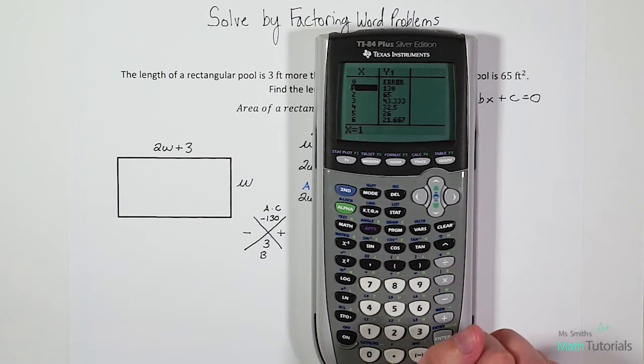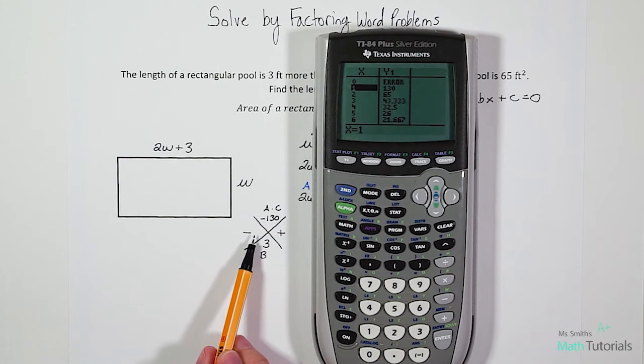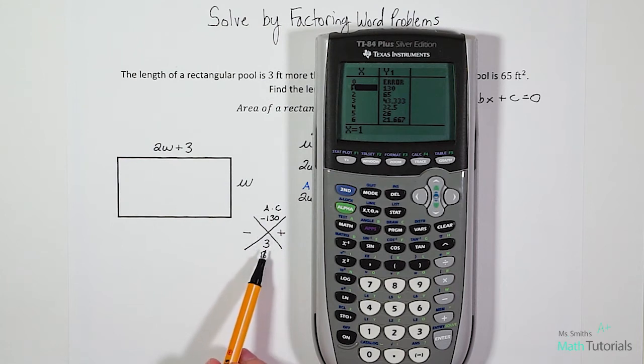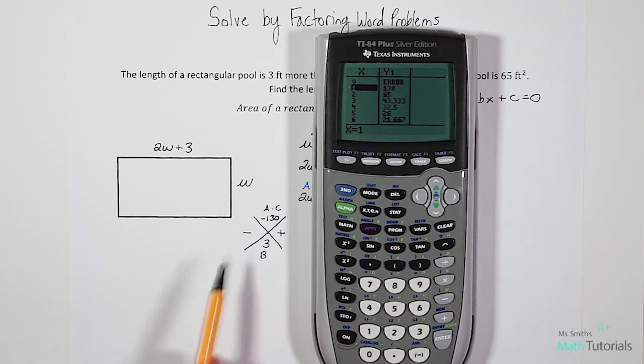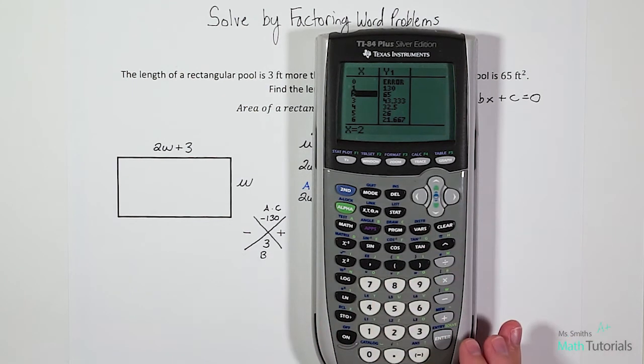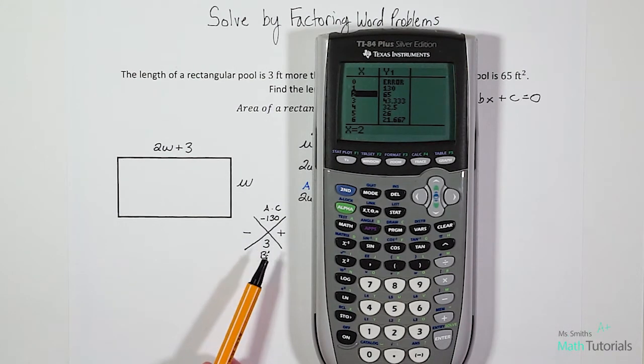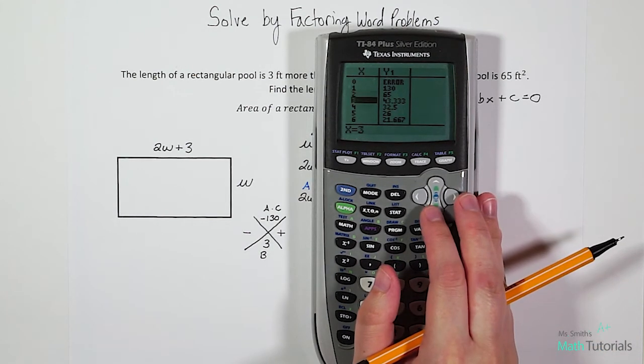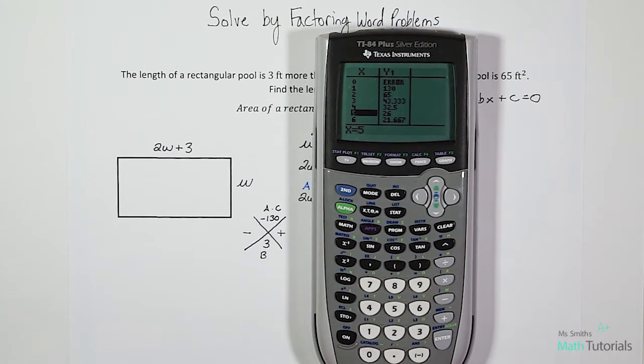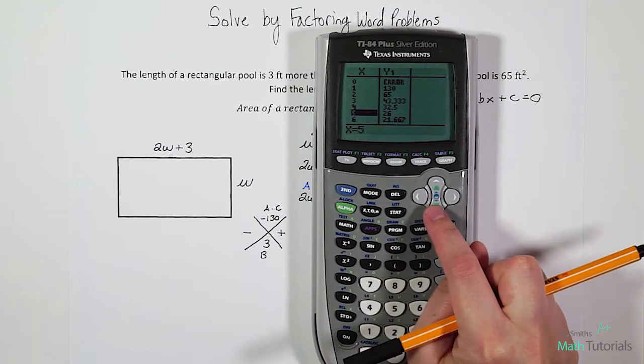So we've got 1 times 130. Now let's think, is there any way I can put 1 and 130 here, adding them together and get 3? Logic says no, right? So we can eliminate that one. We've got 2 and 65. Again, those numbers are so far apart. There's no way I can put a 2 and a 65 and end up with a 3. We need some numbers that are closer together. We've got 5 and 26. Getting a little closer, but still way too far apart.